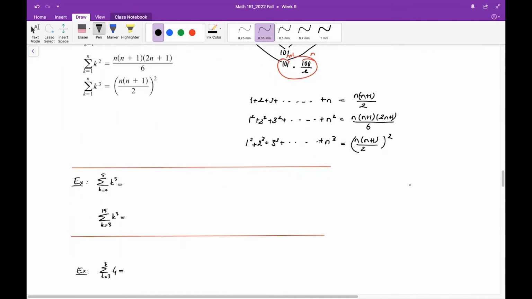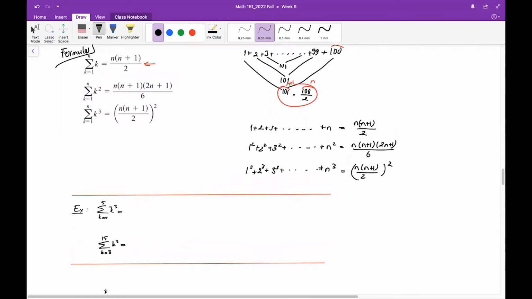Okay, so let's try to apply them here. I am summing up the cubes of numbers from 0 to 5. So this goes like 0 cubed, 1 cubed, 2 cubed, so the last term will be 5 cubed. Okay, the first term doesn't have any effect, and I know how to sum those numbers up through this formula, right? The n is 5, so 5 times (n plus 1), which is 6, over 2, squared, which is 15 squared.